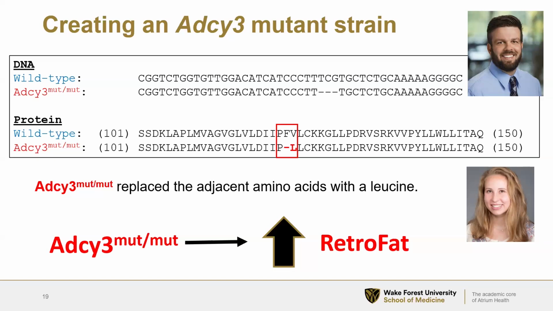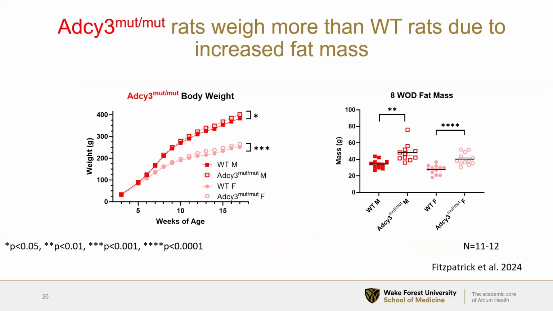So all the studies I'm going to talk about here are from Mackenzie Fitzpatrick, a phenomenal graduate student in my lab. And the hypothesis is that the mutant rats are going to have increased fat pads. And that is exactly what we saw. We saw it in both the males and females. So there are the body weight curves, and it's all due to increased fat mass. There's no difference in lean mass in these animals. And we have replicated this 3 times. This is a very strong and beautiful phenotype.